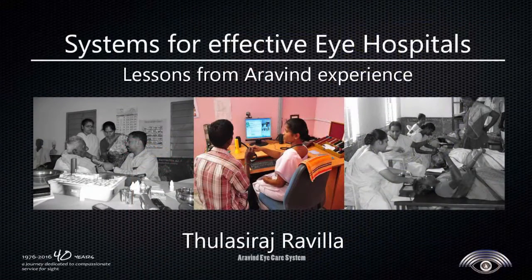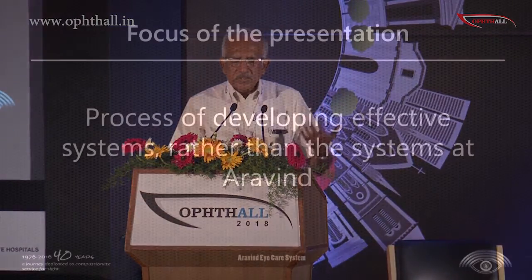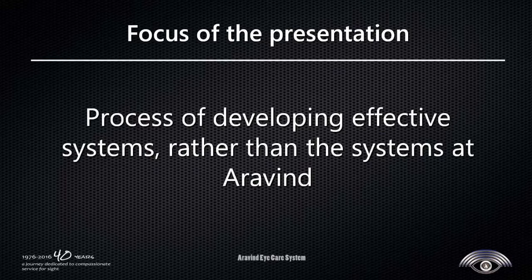So I'll spend a few minutes talking about the topic given to me, systems for effective eye hospitals. And even though the topic reads as from Aravind experience, I thought what will be more useful is to talk about how the process or the way we go about developing systems rather than talk about what we do in Aravind. Of course, I'll draw upon a few examples. And what I want to present is 3 or 4 broad paradigms of how we think about systems.